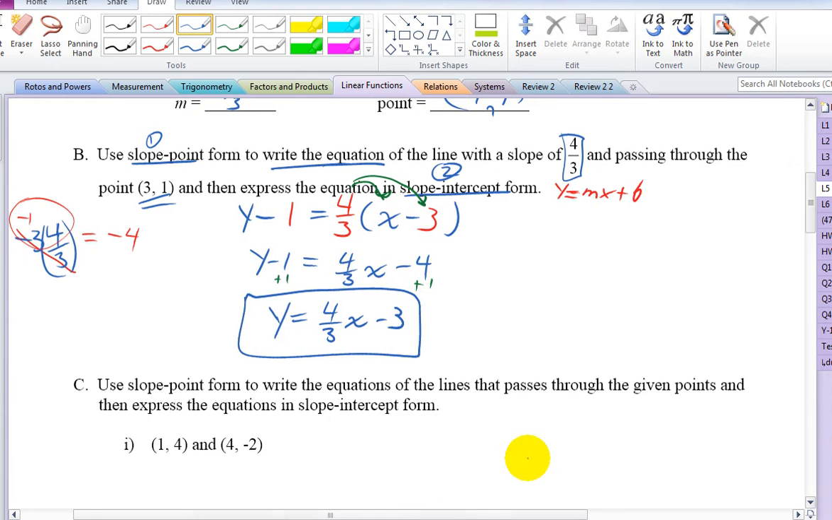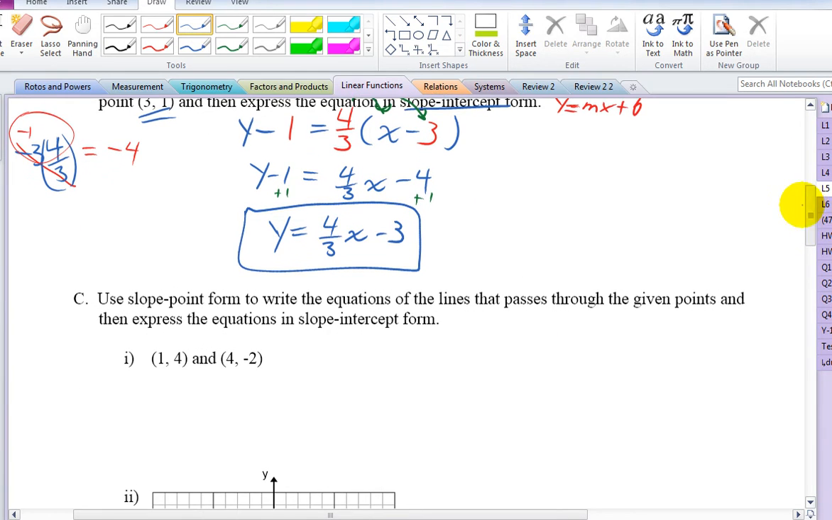Okay, let's look at C. Read the question, please. Slope point, change to slope intercept. Okay. So what's different here is you have 2 points. You get to choose which one you want to use, but you got to find your slope first. So find your slope using your m equation. Okay, subtract. Remember, it's y minus y, x minus x. Do your subtraction, please. Go.